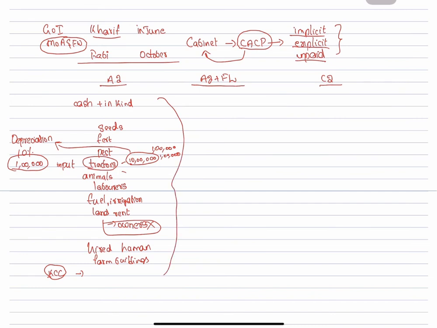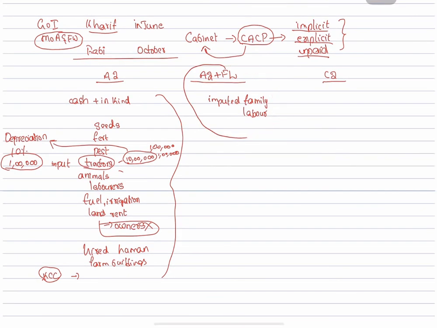So A2 will include all these prices. Okay. And another criteria is A2 plus FL. FL means imputed family labor. For example, you might be knowing that in our agricultural farms, family members are also involved in the farming practice, but they are not being paid. So in A2 plus FL, along with the A2 prices, the value of the imputed family labor is also considered. And the Government of India announces the MSP taking this A2 plus FL into consideration. You might have clarity now. So the Government of India announces MSP taking into consideration the A2 plus FL cost.